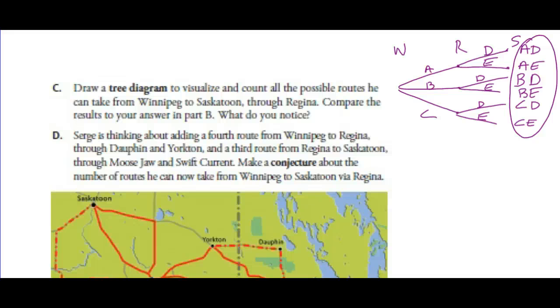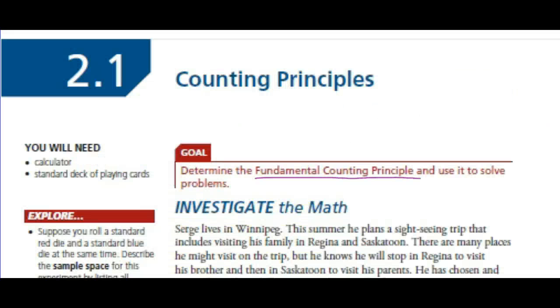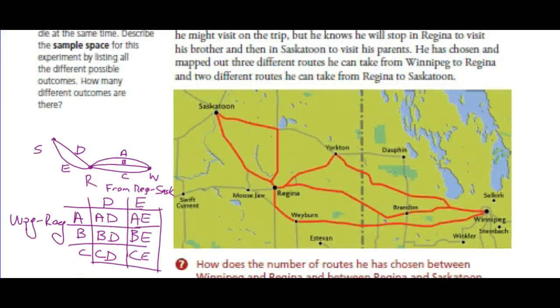Okay, so tree diagram. Again, you just list. This goes left to right because that's how we read. So you've got route A, route B, route C from Winnipeg to Regina, then Regina to Saskatoon, D or E, D or E, D or E. So on the previous page, we've got the outcome table, and we're still getting the same 6 outcomes.